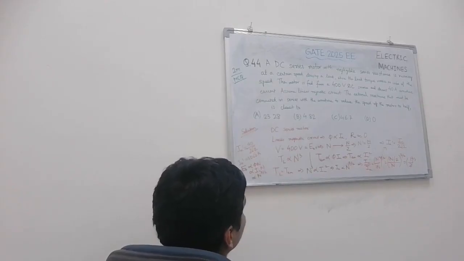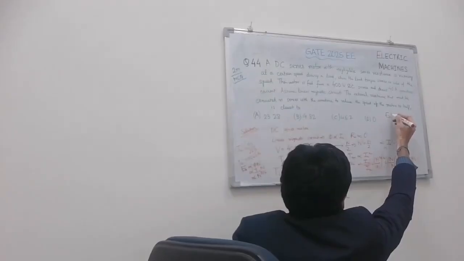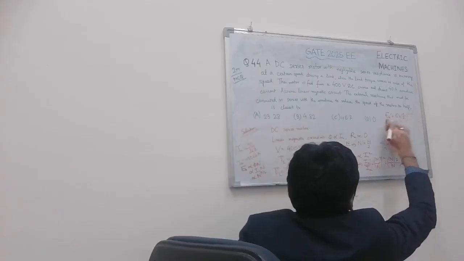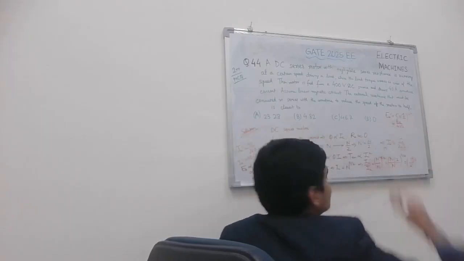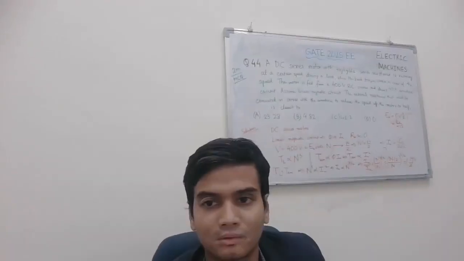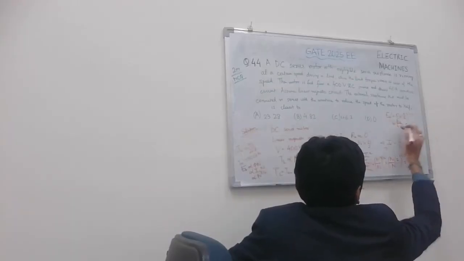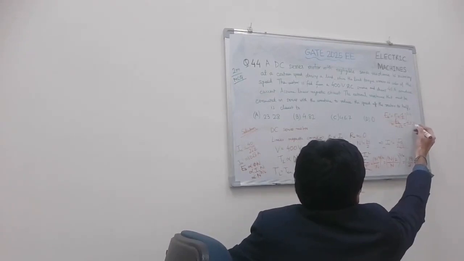Now n becomes half. EB prime equals EB into half to the power 5 by 2, that is EB by 4 root 2. Putting the value of EB initially, 400 volts, finally it becomes 400 by 4 root 2, that is 50 root 2.